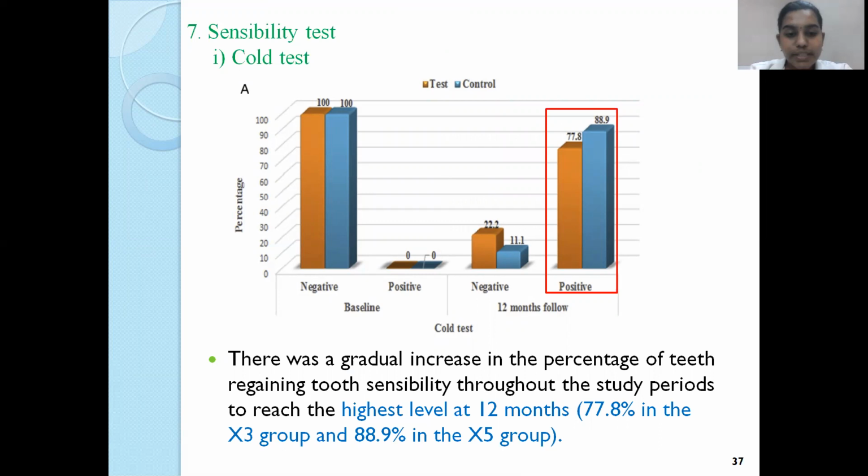In the pulp test, there was a gradual increase in the percentage of teeth regaining tooth sensibility throughout the study period to reach the highest level at 12 months. That is 77.8% in the test group and 88.9% in the control group.